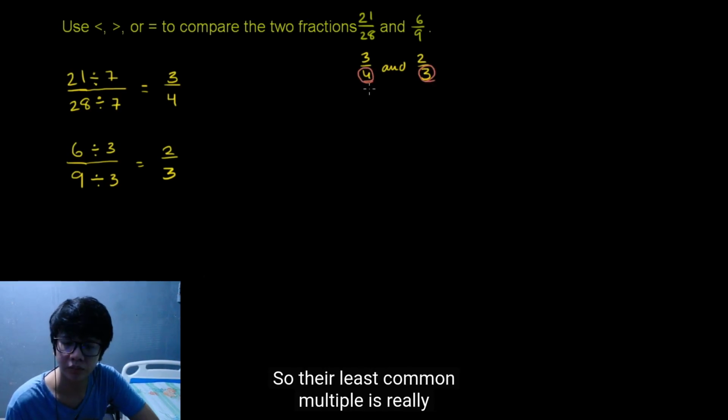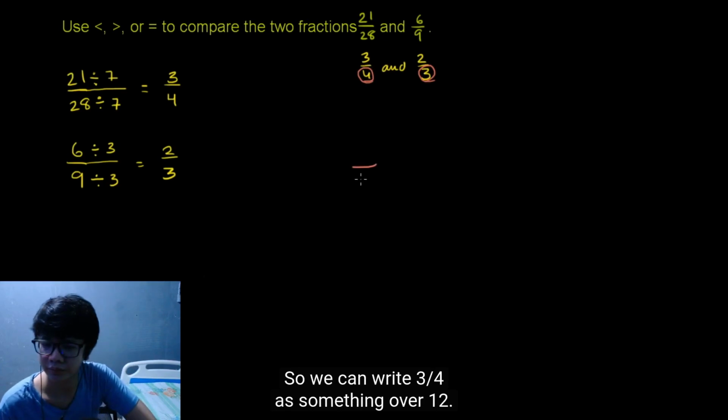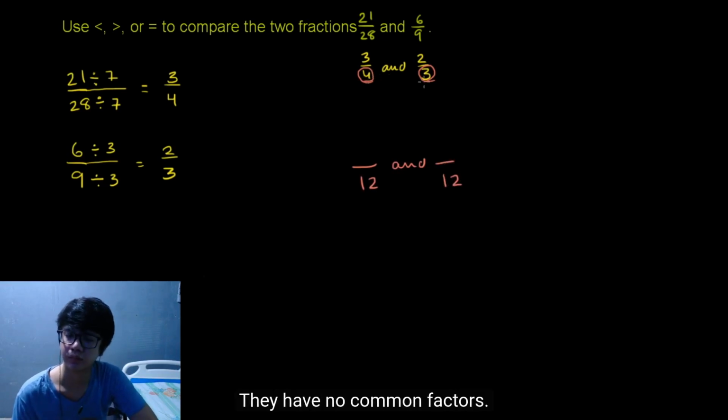So their least common multiple is really just going to be the product of the two. So we can write 3/4 as something over 12, and we can write 2/3 as something over 12. And I got the 12 by multiplying 3 times 4. They have no common factors.